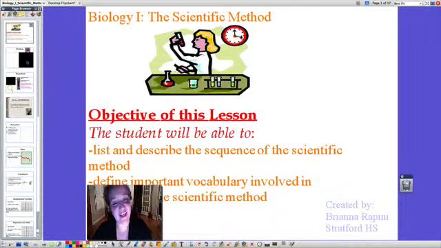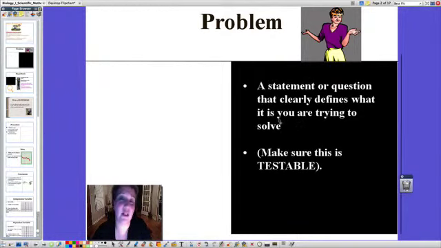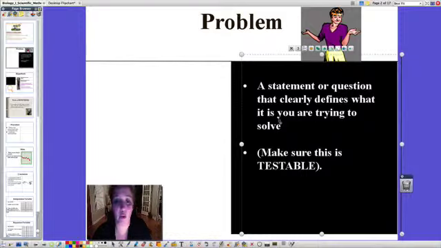Biology 1, Scientific Method. We're going to hopefully go through this pretty quickly, and you should have enough experience with the scientific method in your past science classes. So I'm assuming you've had a good exposure to this. Scientific method is you're stating a problem.